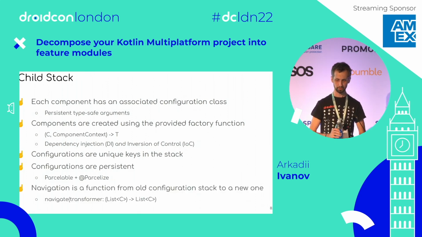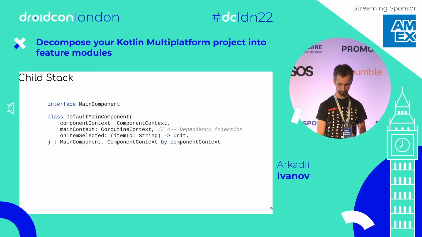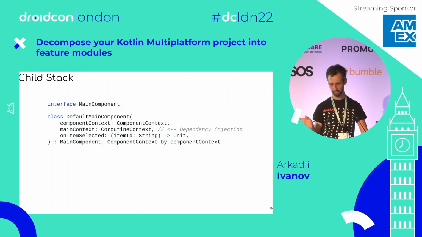And the last concept specifies how the navigation is performed. The navigation is just a function from the old configuration stack to a new one. The basic navigate method accepts the transformer function that changes the stack. So here's an example. We can define a couple of child components. They can accept any kind of dependencies, including callbacks. In this case, the main component accepts its own context, as well as the main coroutine context and a callback that's invoked when, for example, an item is clicked.